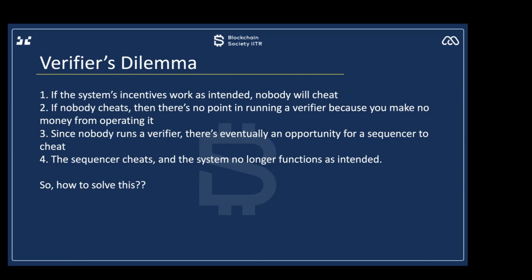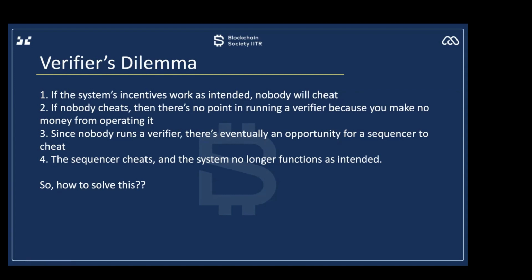So the verifier will lose his points, as we discussed, the fidelity one size. So there's no point in running the verifier. But if nobody is running a verifier, then there is an opportunity for a sequencer to propose a false state. Because there is no verifier, the sequencer has the ability to propose a false state, and no one will counter that state. But if the sequencer cheats, then the system will no longer function as intended.